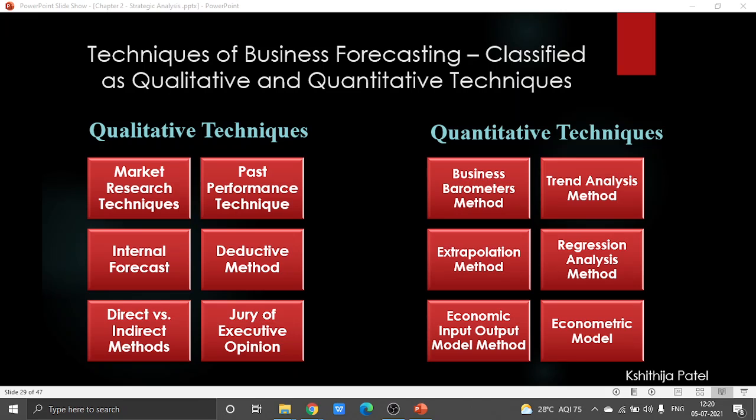Now this economic input output model method is also known as the end use technique. The technique is based on the hypothesis that various sectors of economic industries are interrelated. Such interrelationship we call a coefficient in mathematical terms. So this coefficient, we normally find answers based on that.